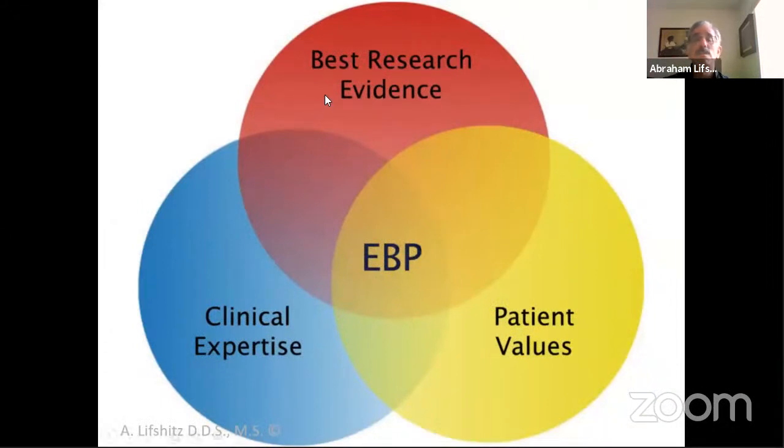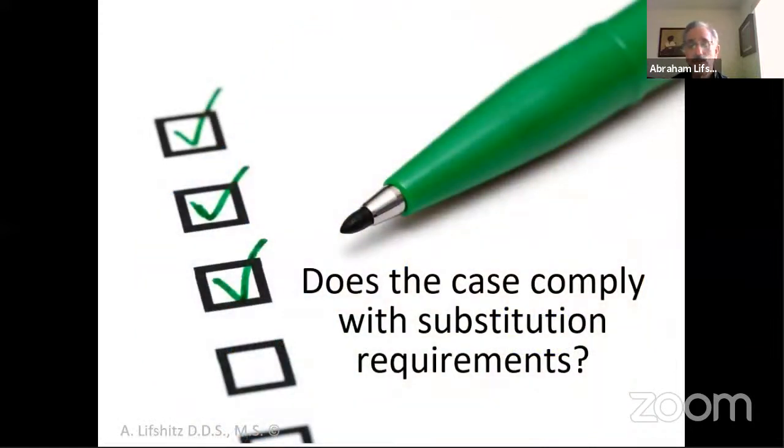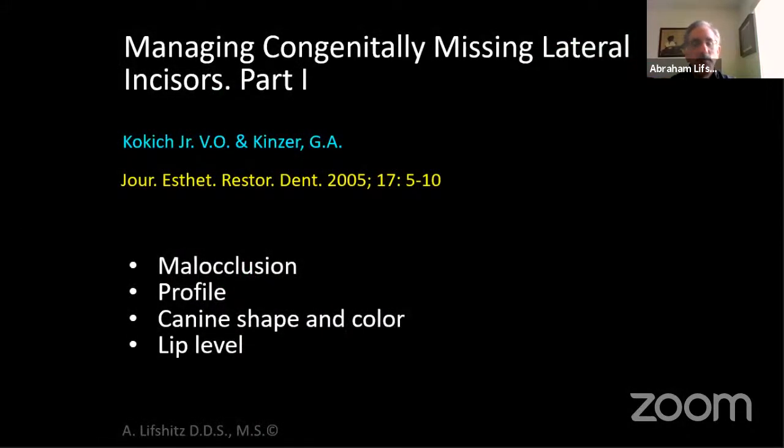We have to use our best research evidence. We have to use our clinical expertise. We need to see the patient's needs, requirements and expectations, and combine them in order to do evidence-based dentistry. So let's take a look if this case complies with the substitution requirements. So let me remind you that the requirements have to do with malocclusion, profile, canine shape and color, and lip level.